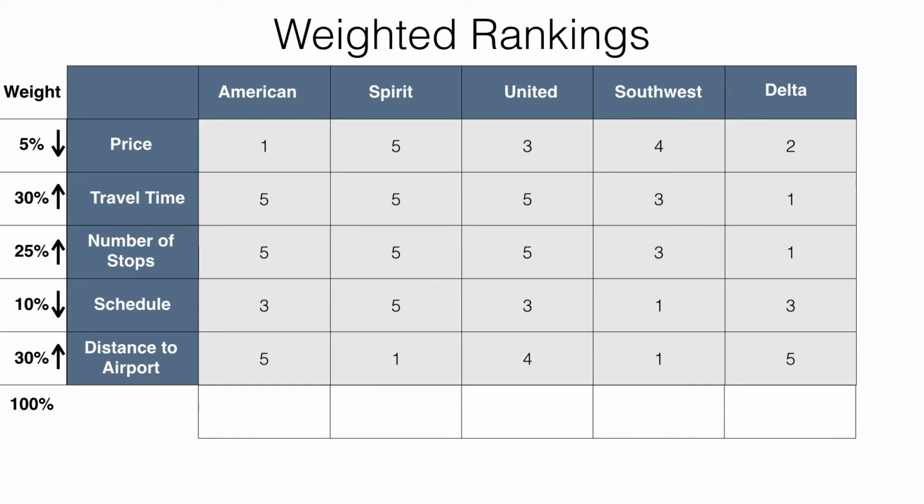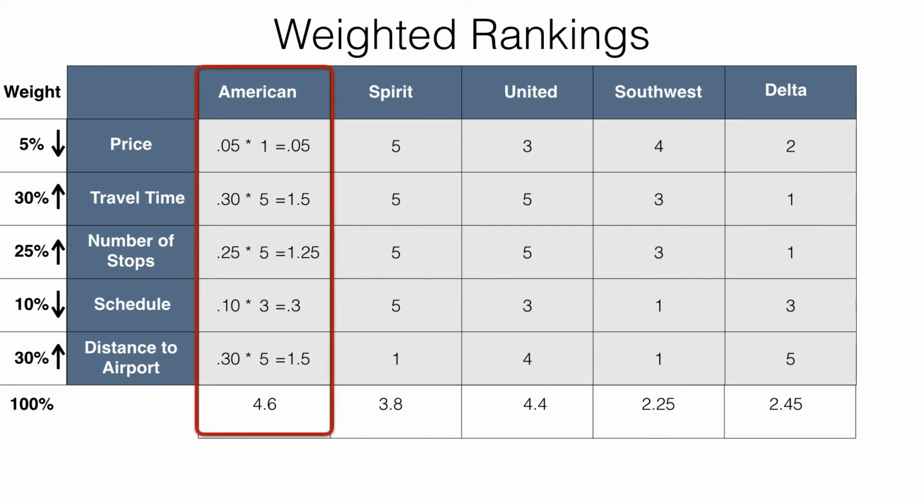To apply these weights, we multiply each value by its weight and add them up. Here's the math for the first flight, and we'll just fill in the final weighted score for the rest of them. When we incorporate these weights, we arrive at a different flight than when we valued all criteria equally. In this case, the American Airlines flight wins.